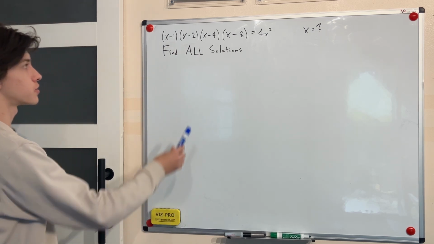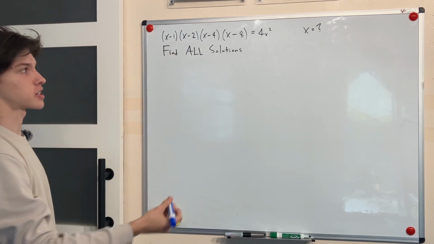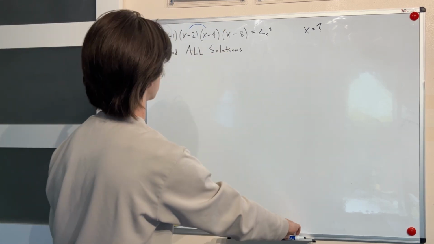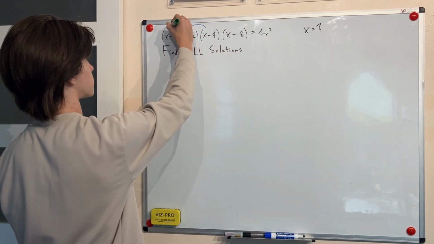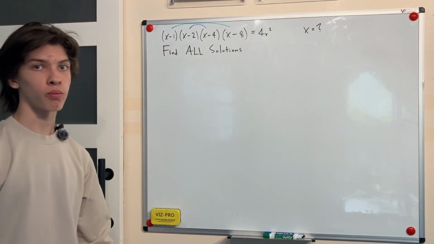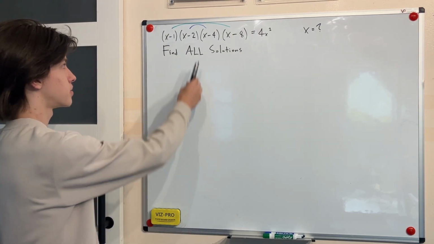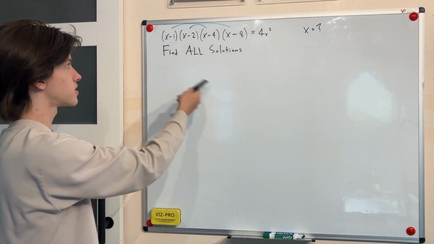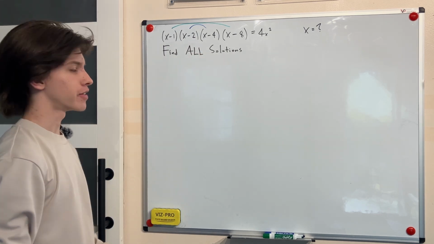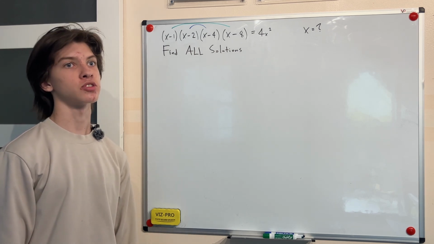Very neat. Notice we distribute the x minus 2 and the x minus 4 brackets like this, and also the x minus 1 and x minus 8 brackets. As the constant term, we'll both get positive 8, because minus 2 times minus 4 is 8, and minus 1 times minus 8 is also 8. And from there, maybe we can make some sort of substitution.